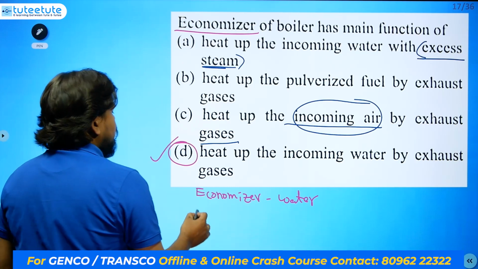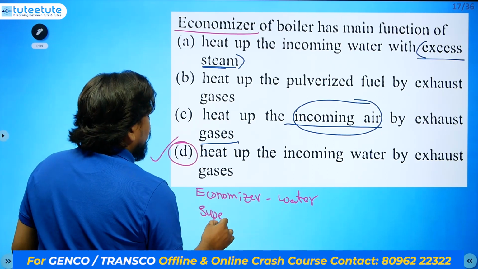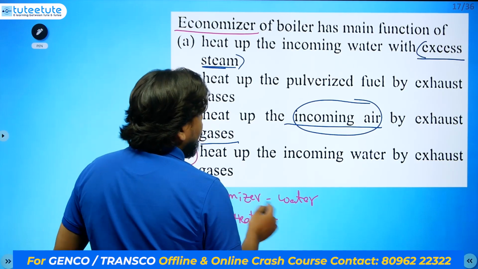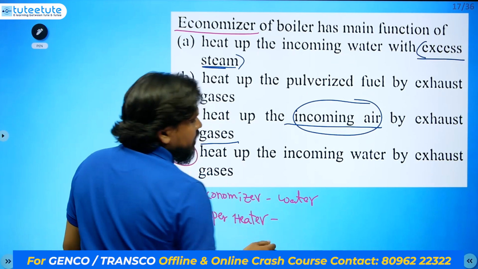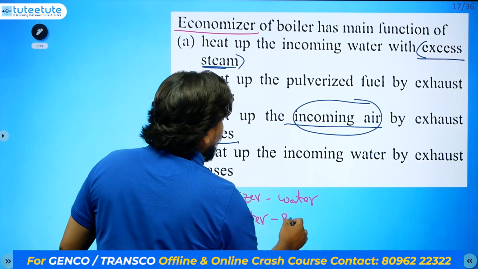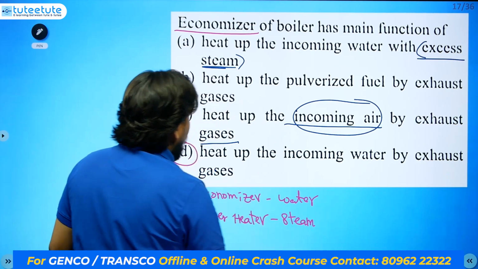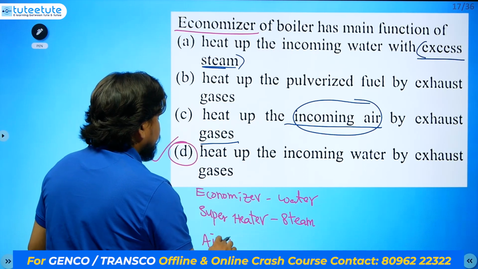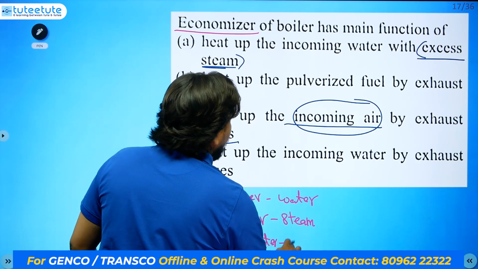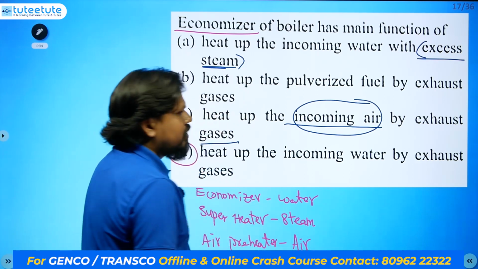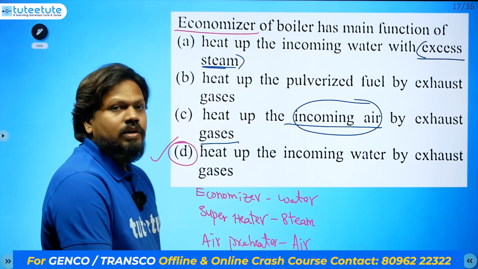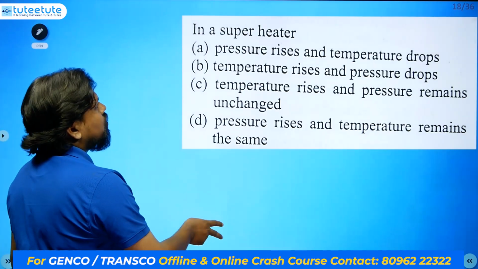Next, superheater. What is this superheater? These are all things we have to remember. Where is the superheater? After the boiler, steam will be going from the superheater. So in the superheater, steam. Next, air preheater. What will it be doing? Inside this, air will be there. So one has water, one has steam, one has air. These three we have to remember.